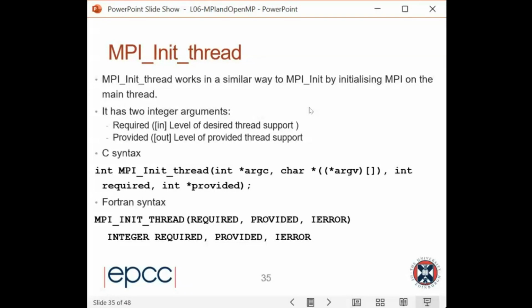So MPI_Init_thread works in a similar way to MPI_Init. Initialize MPI on the main thread has two arguments. You say what level of thread safety you want, and MPI tells you what level it can provide, and that may not be the same. Okay, so you ask for a thread safety level, and it tells you what it's provided. So MPI_Init_thread, int required, int *provided. And what you're supposed to do is to check that the MPI library can provide the level of thread support that you require.